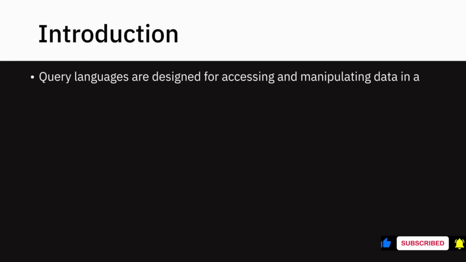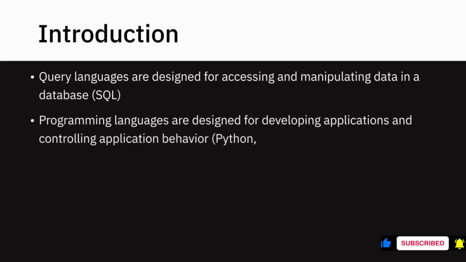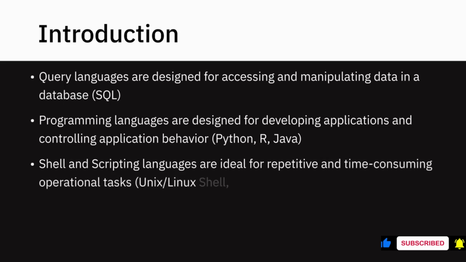Simply stated, query languages are designed for accessing and manipulating data in a database, for example, SQL. Programming languages are designed for developing applications and controlling application behavior, for example, Python, R, and Java. And shell and scripting languages, such as Unix or Linux Shell and PowerShell, are ideal for repetitive and time-consuming operational tasks. In the remaining video, we will examine these languages in greater depth.